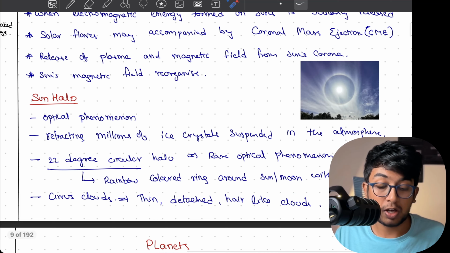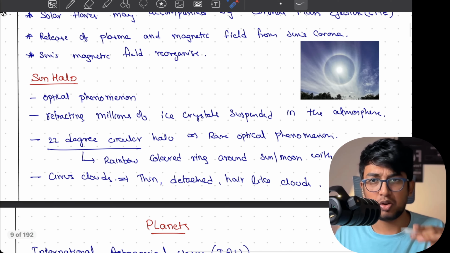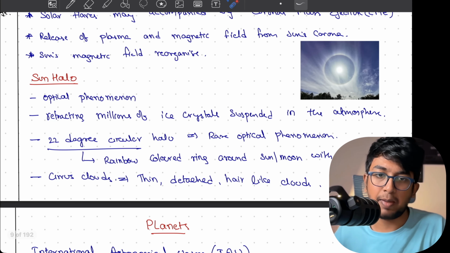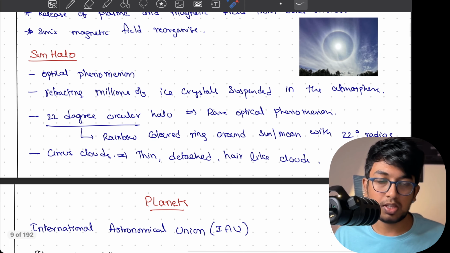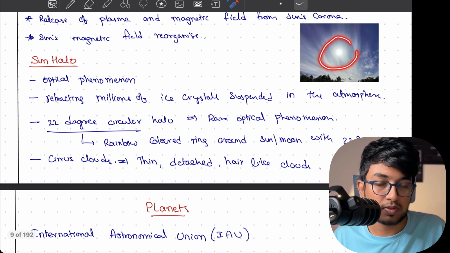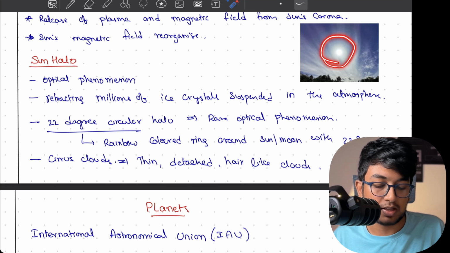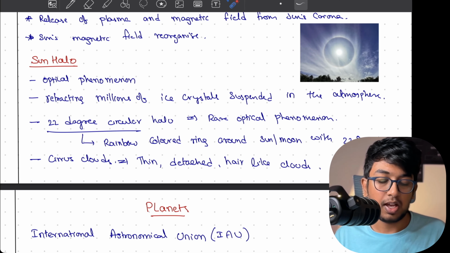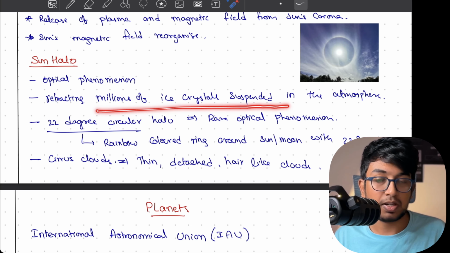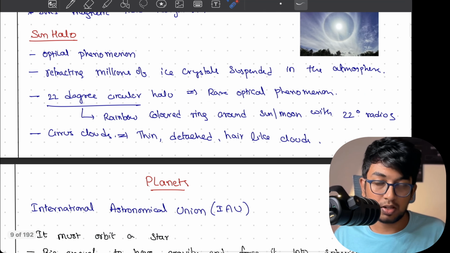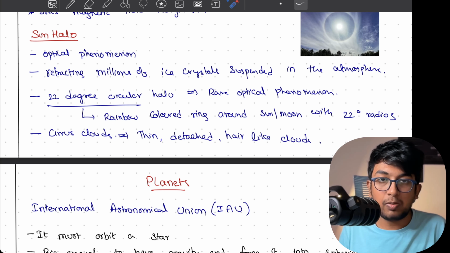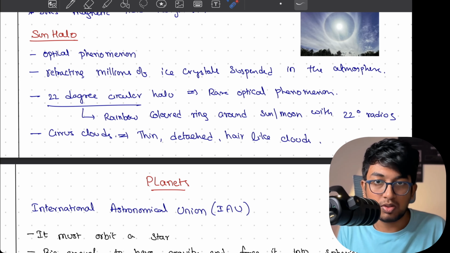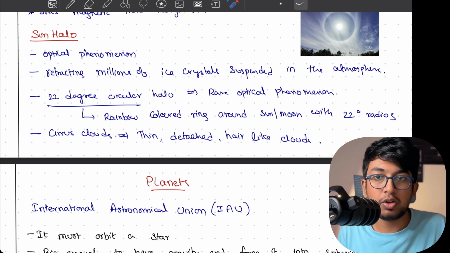Now we are going to talk about an optical phenomenon. Basically, it is an optical phenomenon that happens on Earth and might not happen on other planets, which is called the sun halo. This halo you see here, as I told you in the previous videos also, is called the sun's halo. Basically, millions of ice crystals are suspended in the atmosphere. This is a 22-degree circular halo.